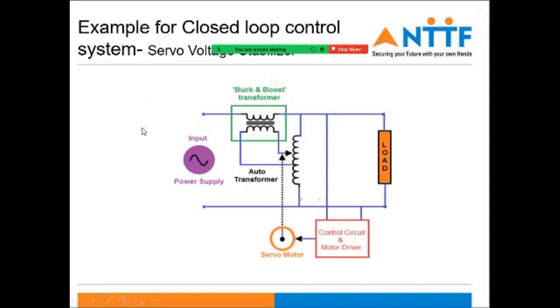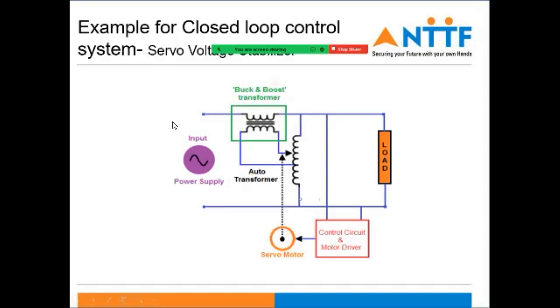Here there is a control circuit, a motor driver circuit, and a servo motor is connected. For the control unit, we are checking whatever output is coming from the transformer. There will be a reference value, what actual voltage is to be transmitted to this particular device. Assume that it is a fridge or a washing machine or a TV. So what exact voltage is required for that?